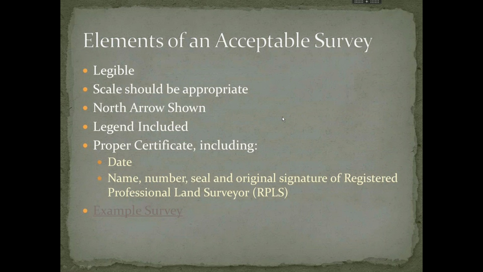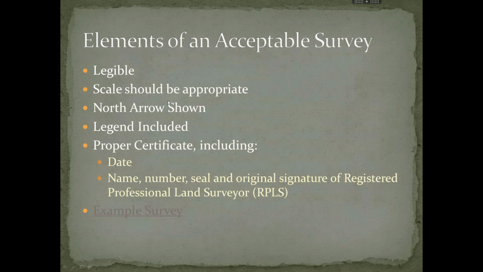Now, as far as the elements of an acceptable survey, first and foremost, it needs to be legible, right? We see this from time to time in our offices where you'll receive a survey that's 15 years old, it's been copied a million times, it's been faxed, somebody spilled coffee on it, and the dog ate half of it, right? If it's not legible, then we can't use it, right? It's pretty common sense. The scale itself should be appropriate. There is an actual scale on a survey itself, and I'll show you that in just a second because I have an example survey to show you.